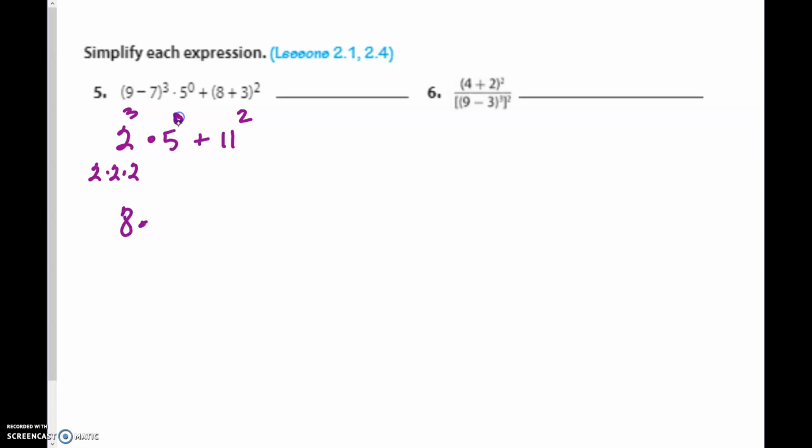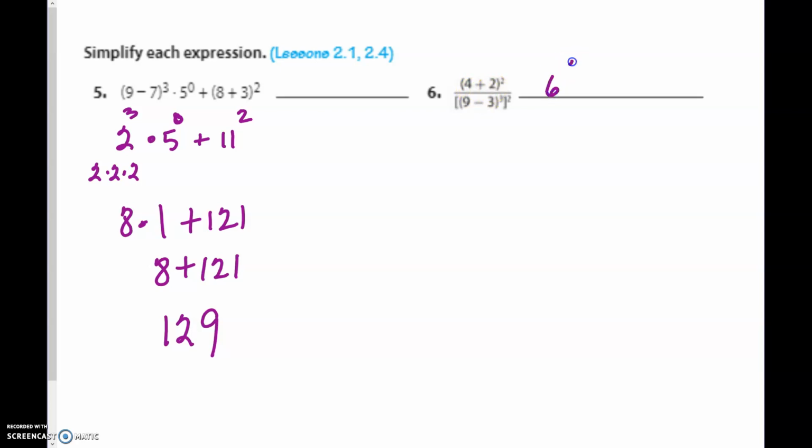5 to the 0, anything to the 0 is 1. And 11 squared is 121. So I have 8 plus 121. So it looks like I have 129. All right, in number 6, this order of operations, I'm going to do 4 plus 2 is 6.